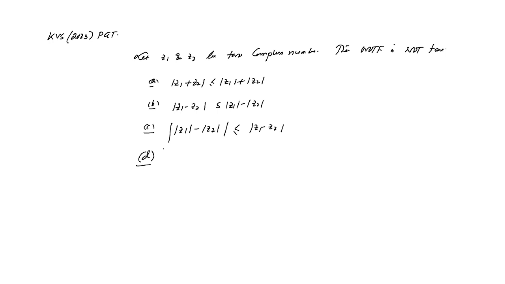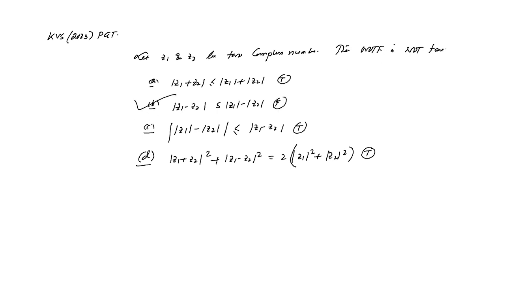And option D is mod of Z1 plus Z2, whole square, plus mod of Z1 minus Z2, whole square, equals 2 times mod Z1 square plus mod Z2 square. This is basically the parallelogram law. So this statement is true. This is a true statement, this is also a true statement, this is also true, but option B is basically false. We need the not true statement, so obviously option B is correct.